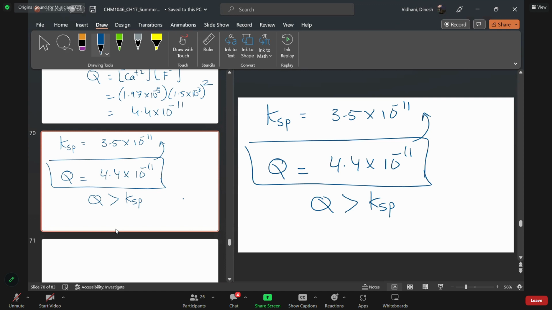So what's going to happen? You want to remove those ions. How do you remove them? They will start to react and come out as solid. So you will see precipitation occurring in this solution simply because your Q is more than KSP. Now, if Q was less than KSP, if I had added 1 milliliter of sodium fluoride, this number would have been smaller than 3.5 times 10 to the power negative 11. In that case, you will not see any solid in your solution. But here, you will see solid in your solution.